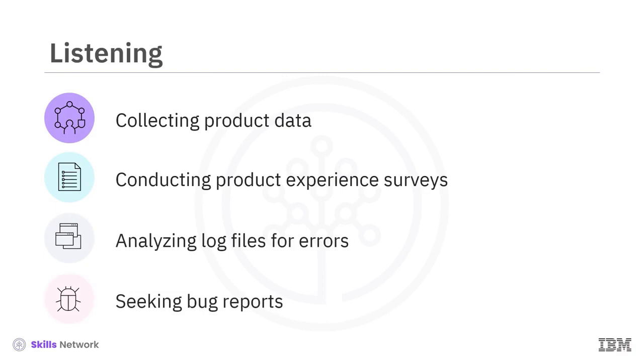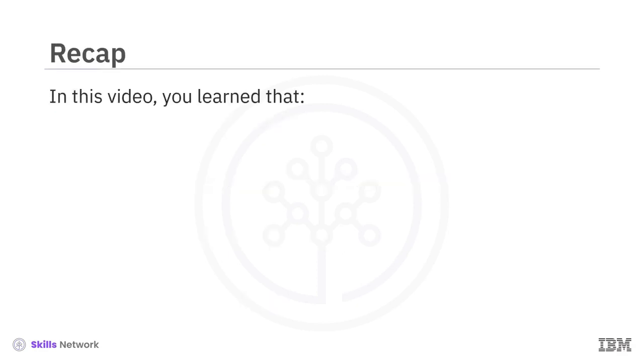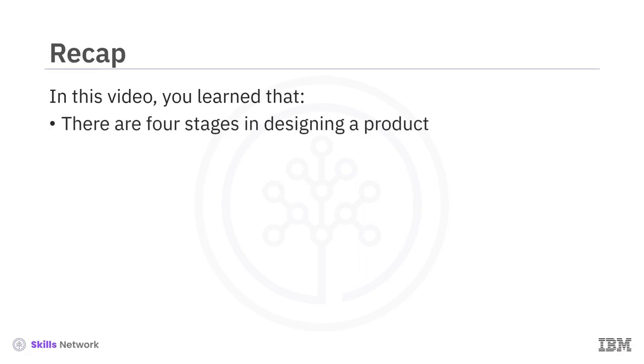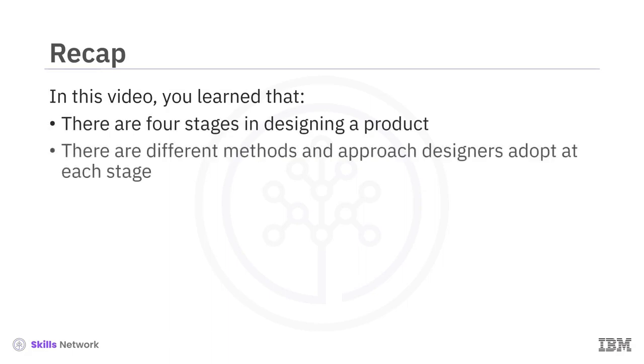Lastly, a usability bug review is a method of encouraging stakeholders and users to help participate in removing bugs from a product by allowing them to report bugs to be fixed. In this video, you learned that there are 4 stages in designing a product. There are different methods and approaches designers adopt at each stage.